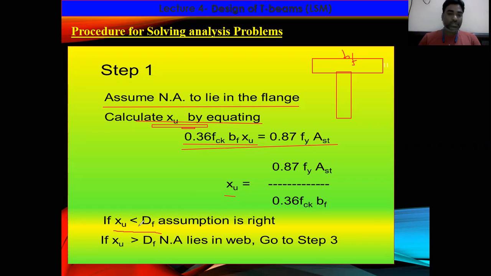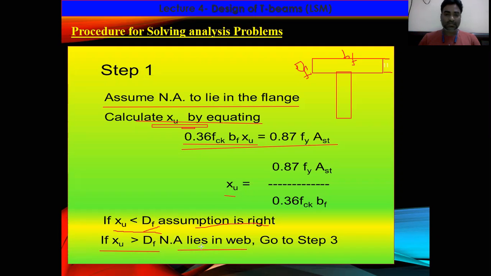If xu is less than df, where df is the thickness of the slab, this is called df. If your xu is less than or equal to df, then our assumption is right. That means the depth of neutral axis is within the flange. If xu is greater than df, then the neutral axis is not within the flange. That means our assumption is wrong.